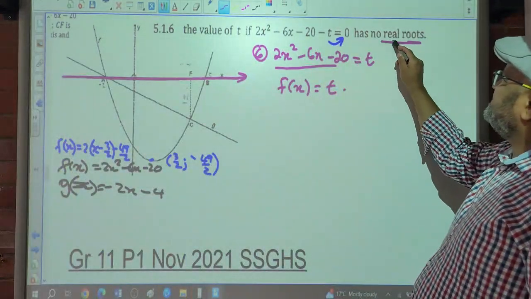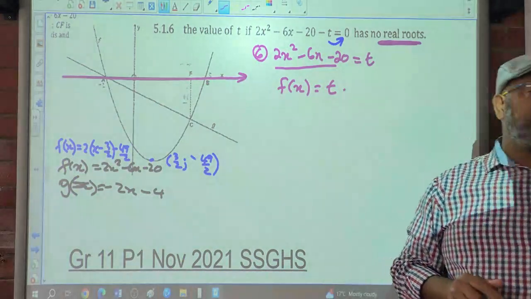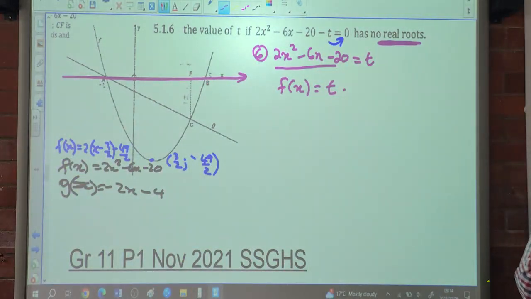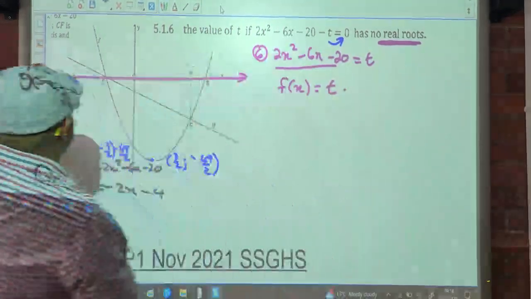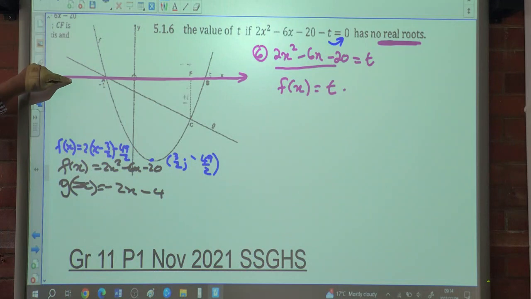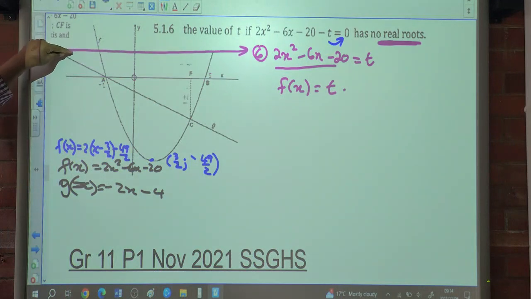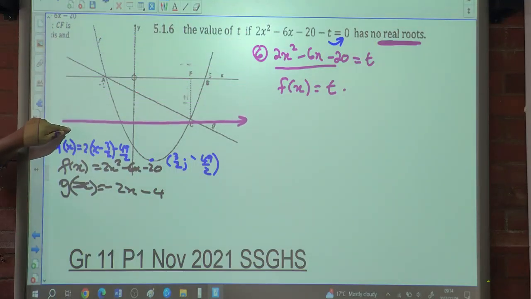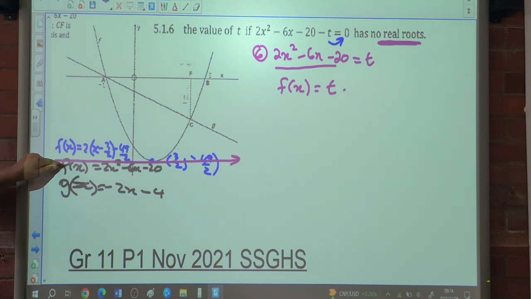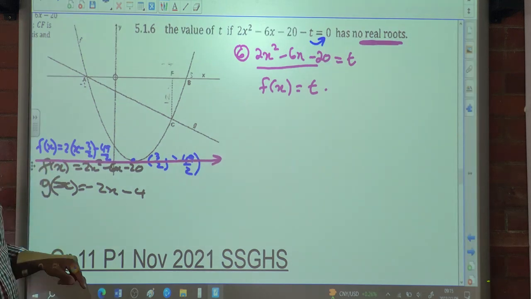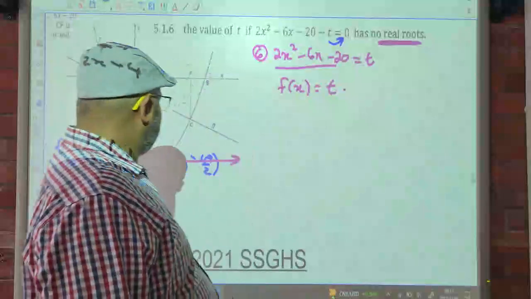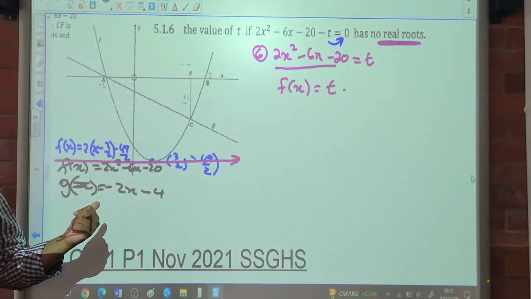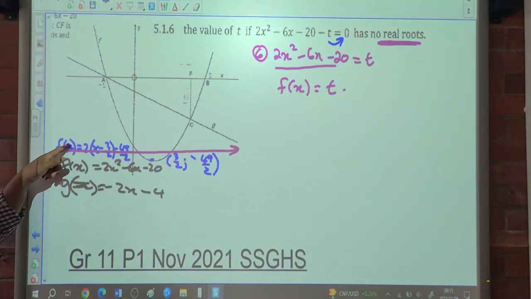They want to know when it has no real roots. So what does that mean? What does no real roots mean? Does not cut the x-axis. So in other words, if t is equal to 0, it's real. Anything more than 0, what do you notice? The roots will always be real. However, if t is here, on the turning point, what do you notice? The roots are equal. It's still real. But the two roots here became one root there.